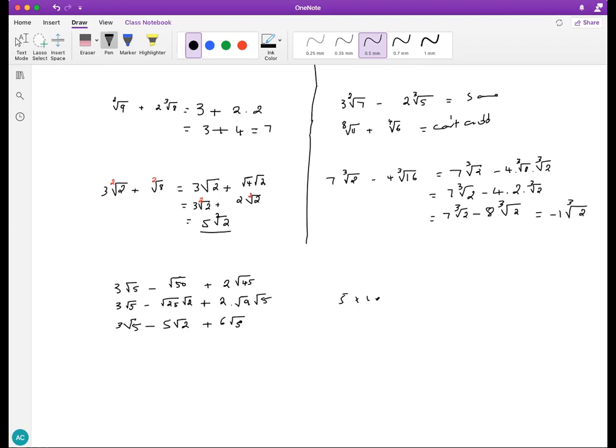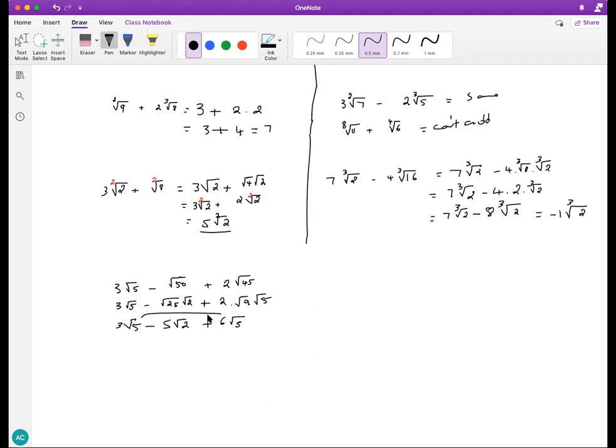Okay, so we simplified this as much as possible. Let's see what we can add next. What do you think adds up after this? You do 3 minus 5 plus 6. That's right, these two are similar radicals. As you can see, you have 5, you have index 2, so we can combine those two.